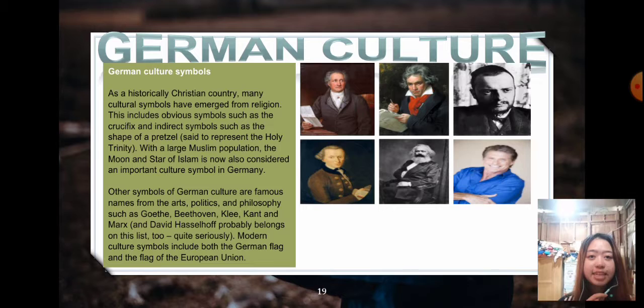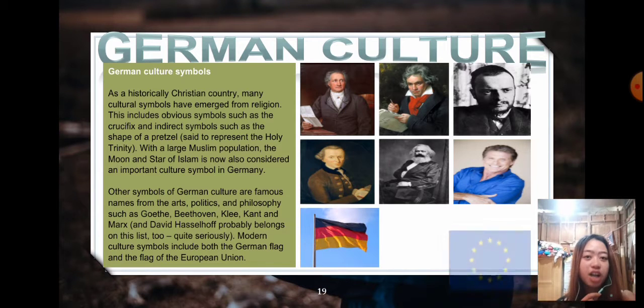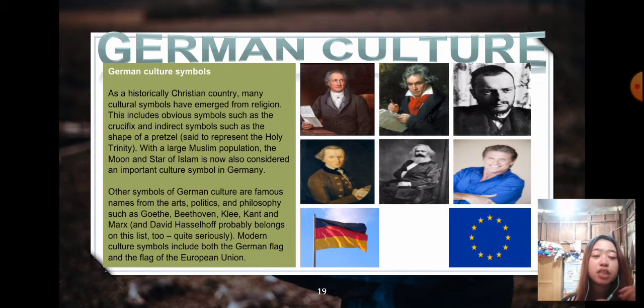Two quite seriously modern cultural symbols include both the German flag and the flag of the European Union. So that is the German culture. It is one of the German cultural symbols.